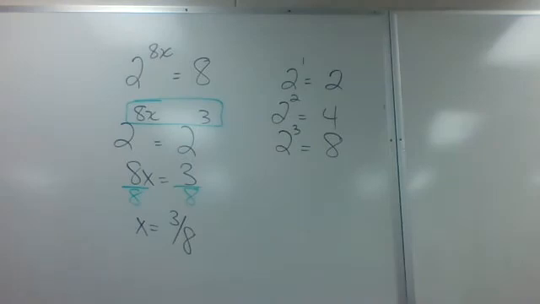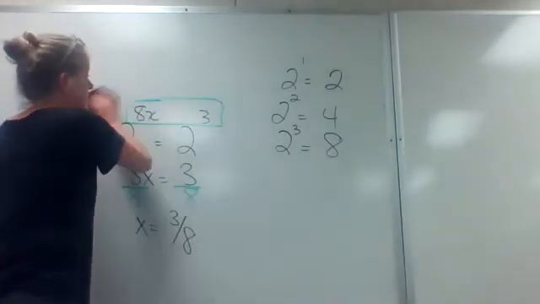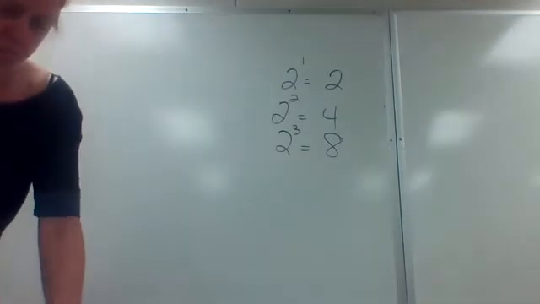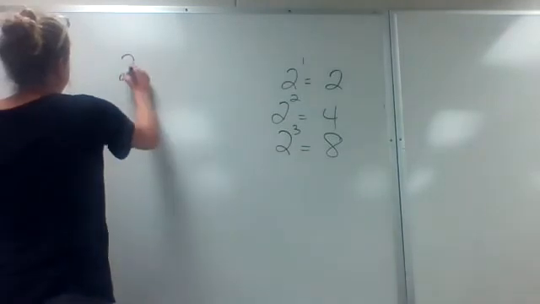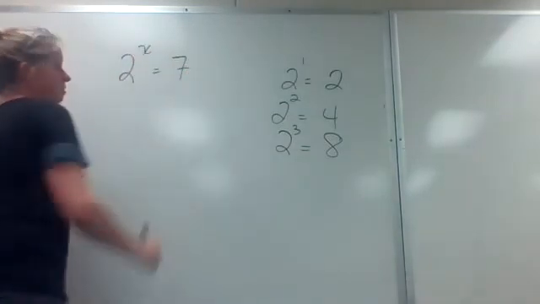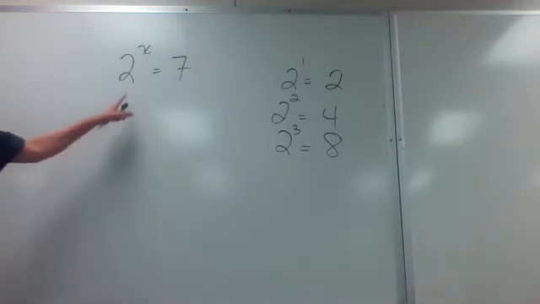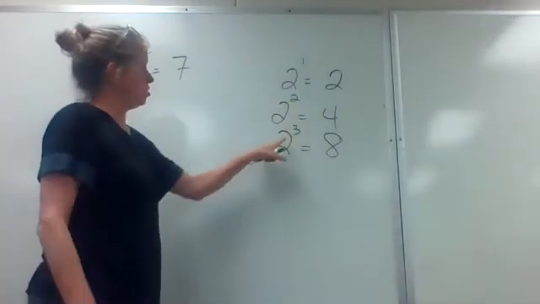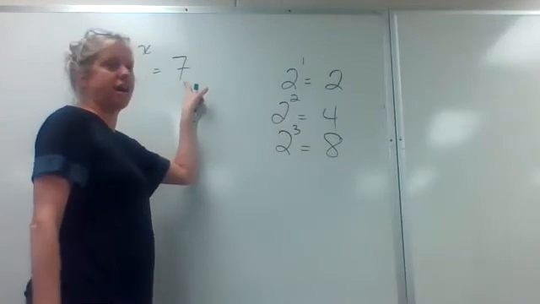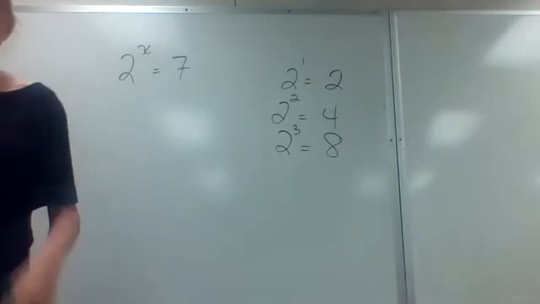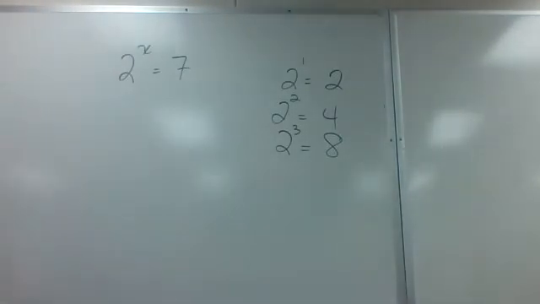All right, number 23. 2 to the x power equals 7. So I can't use that same method because 2 to the second is 4, 2 to the third is 8, which means I pass right over the 7. So now I have to figure out how I'm going to get that x out of the exponent.